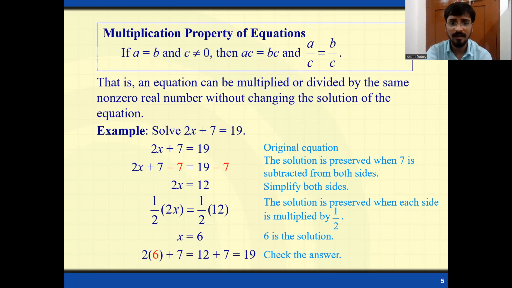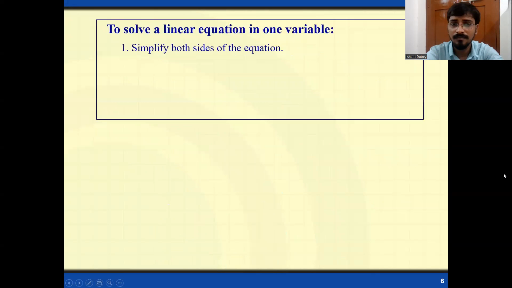Now check the answer, x equals 6. Will this solution satisfy our given equation, 2x plus 7 equals 19? In place of x, we substitute 6. So 2 into 6 is 12, plus 7 is 19. Left hand side and right hand side both are 19, so the equation is satisfied. So x equals 6 is the solution of the given equation, 2x plus 7 equals 19. I think it is clear to you.